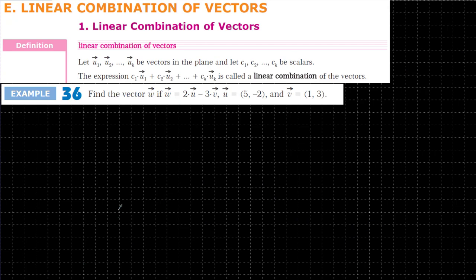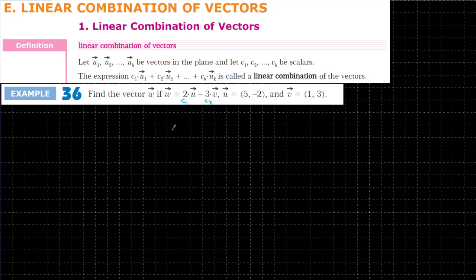Okay, let's continue with the linear combination. Here, any vector in the plane by using these scalars can be written as the linear combination of the vectors. So here it says w vector in the question. Find the vector w if w is equal to 2 times u minus 3 times v. So w vector becomes the linear combination of the u and v. Here these scalars are given, 2 and minus 3. These are like C1 and C2 here. This is C1, and this is C2.